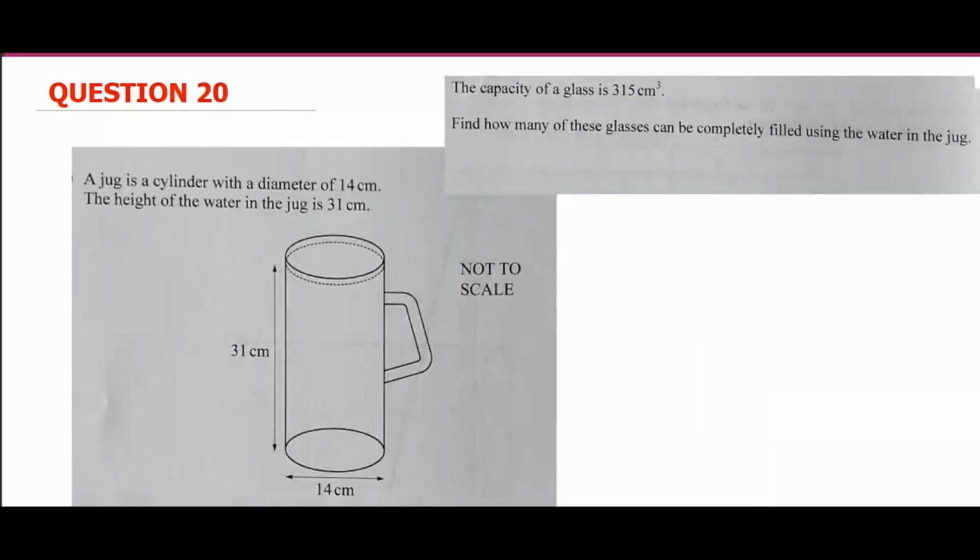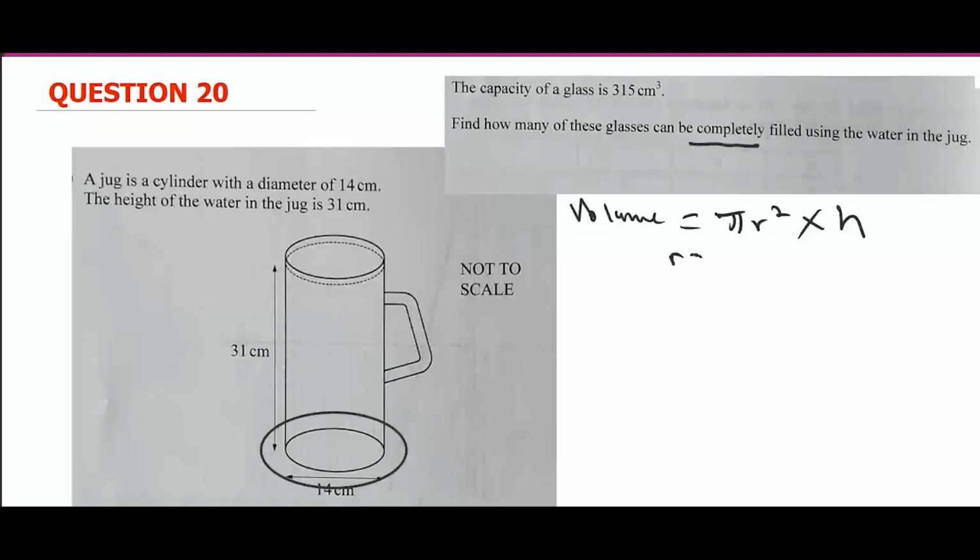That's pretty simple. Number 20, the volume of the water inside the jug, which is a cylinder, will be the same as the volume of a cylinder. The volume of a cylinder is the base area, the circular base, times the height. So the base is the area of a circle, which is pi r squared, times the height, which is h. From here we are given that the diameter is 14 centimeters, so the radius will be half of it, which is 7 centimeters. The height of the water is 31 centimeters.